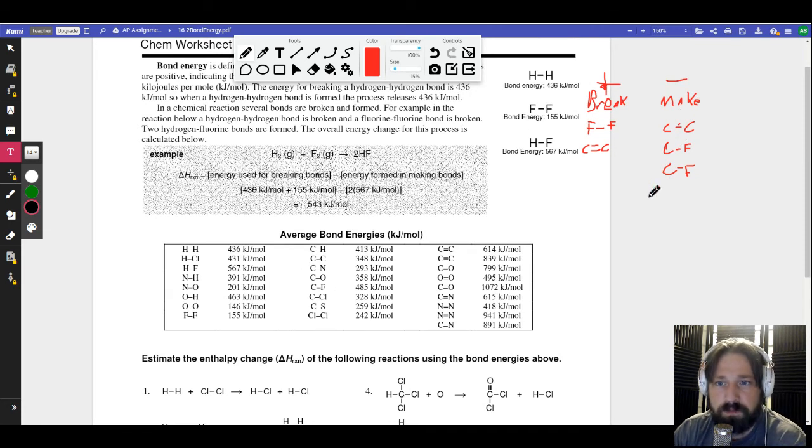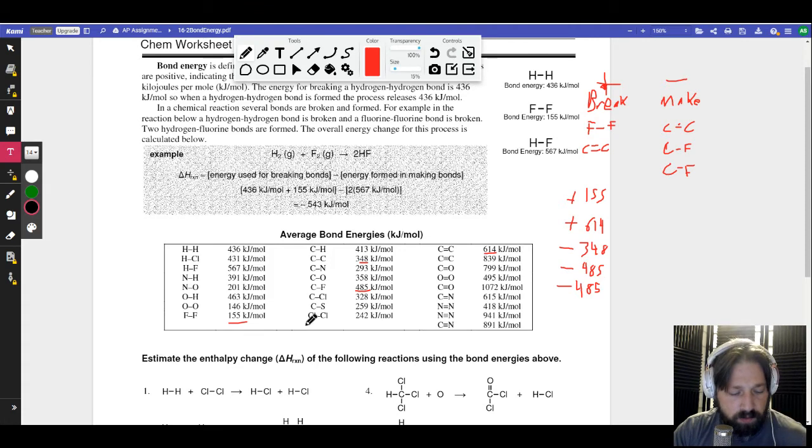And we just start looking in on our chart. We're breaking this FF bond. There it is. So this is going to be positive 155. A double bond here. There's that. So this is going to be positive 614. A CC single bond is here. So this is negative 348. A CF bond is here. So this is negative 485. And there's two of them.